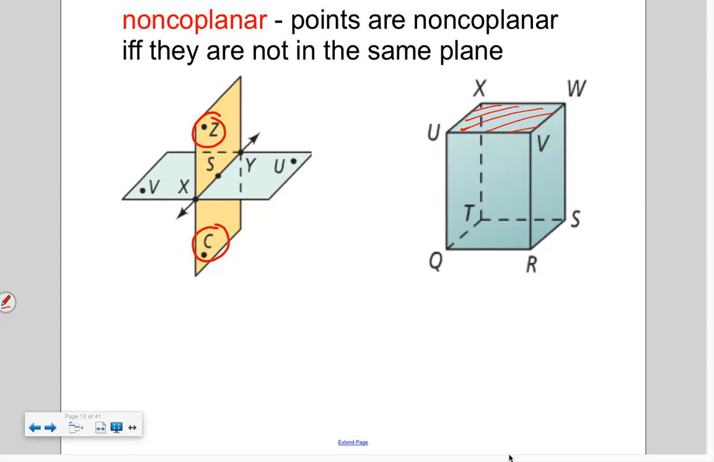Right? We can say the same thing with our box on the right. If we were talking about the plane that represents the top of the box, there's 4 points on the top of the box, but if we include one of those other 4 points, okay, let's say S, well, S, U, X, W, and V are non-coplanar because S is not on that plane.